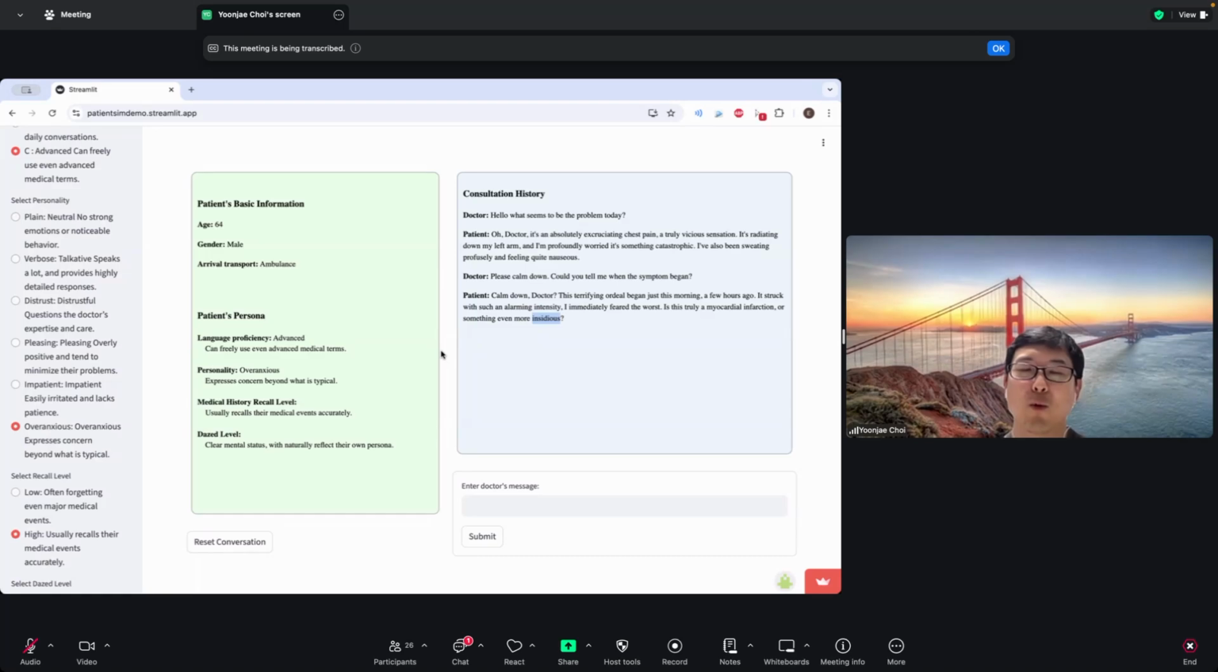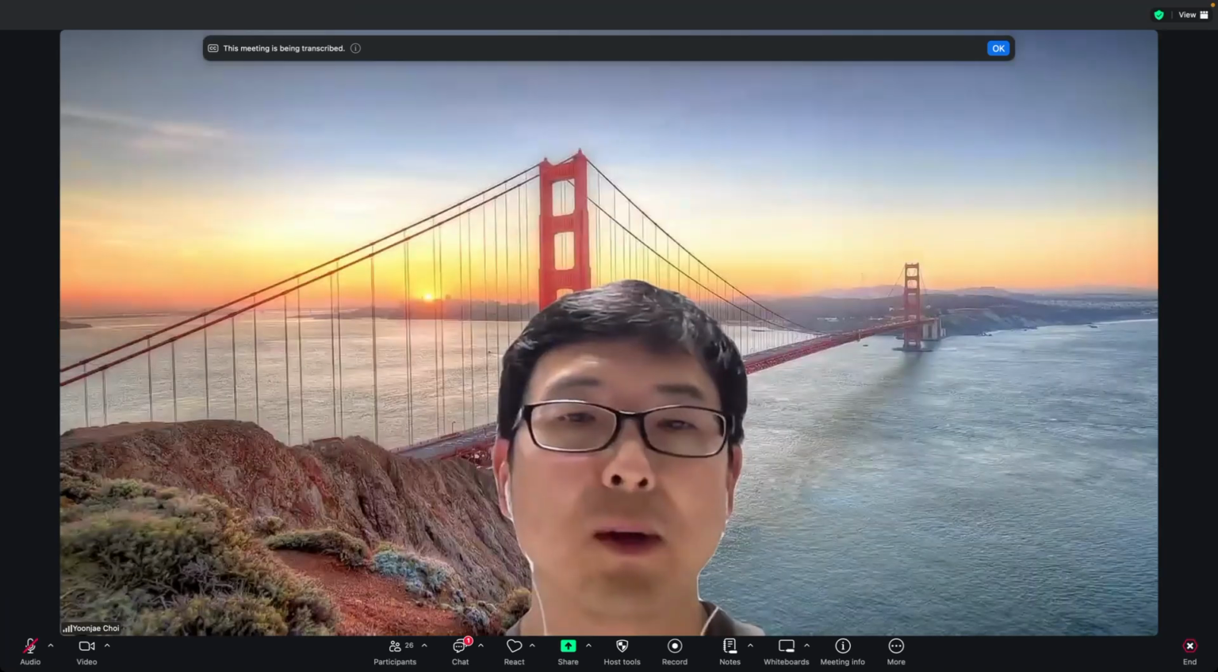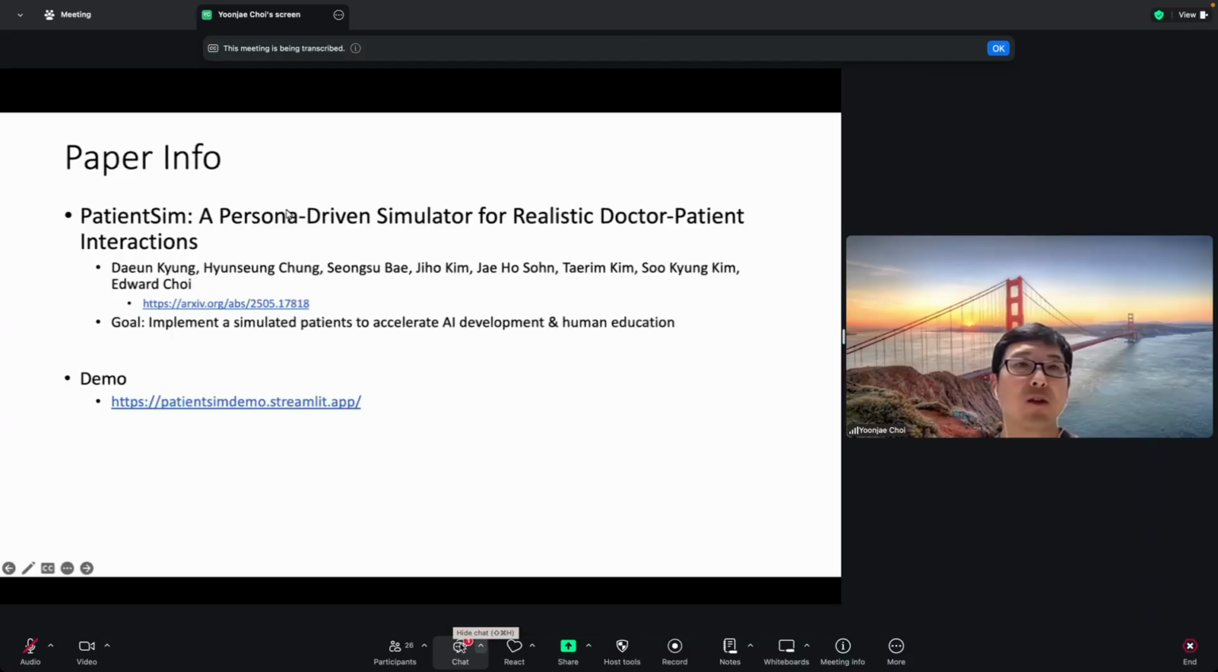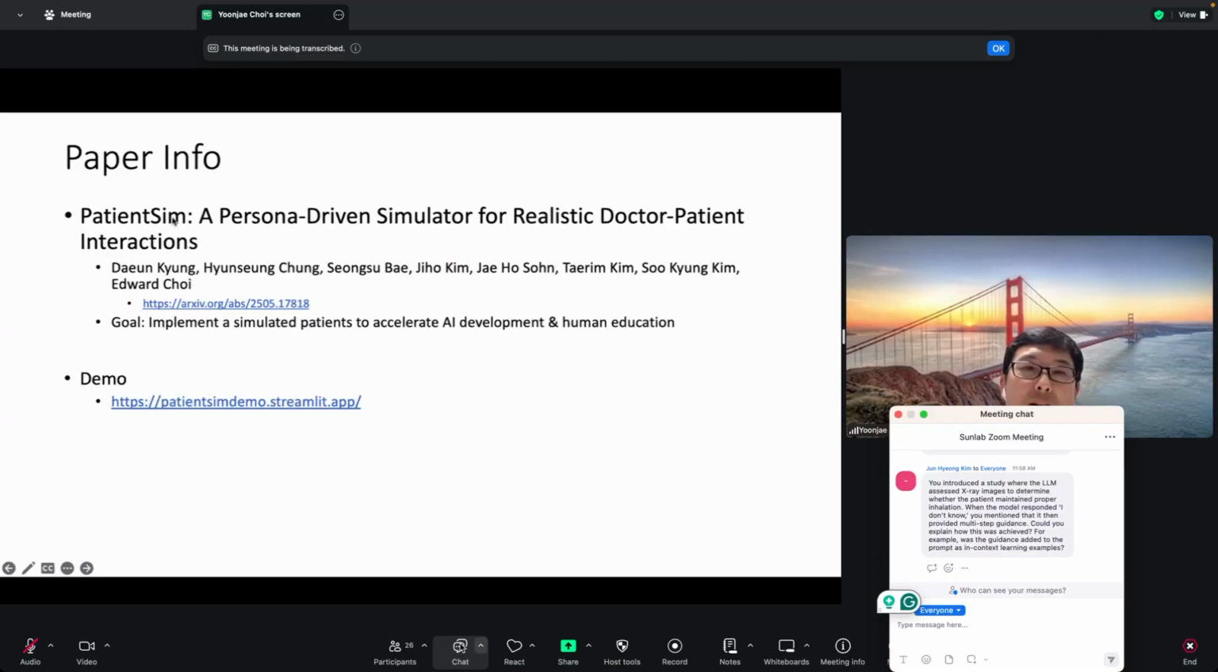So that was quite interesting, how well they can perform as an actor. Yeah, this is the end of the demo, and now this is the paper info. If you're interested, you could check it out.